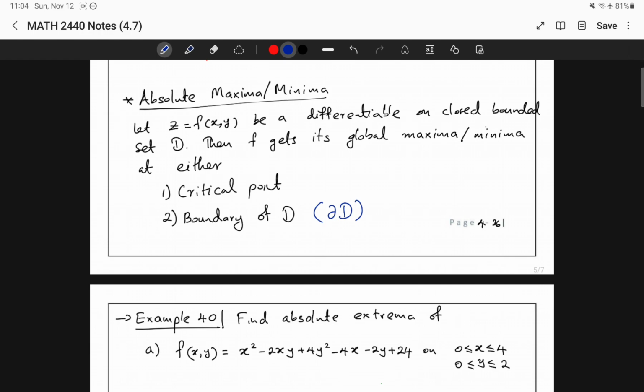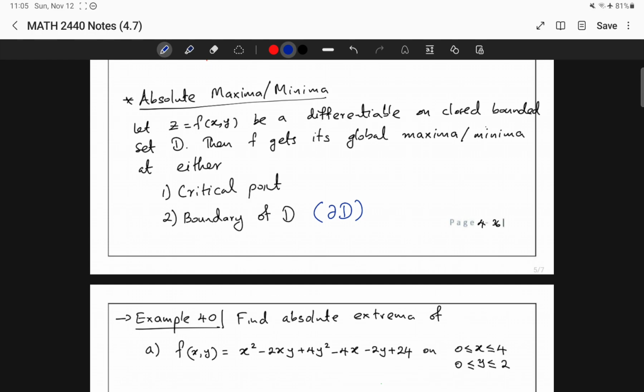So to find the global maximum and minimum, what you do is you find all the critical points, you find all the boundary points, and find the function values at each of these points. Then the maximum value will be the global maximum, and the minimum value will be the global minimum.